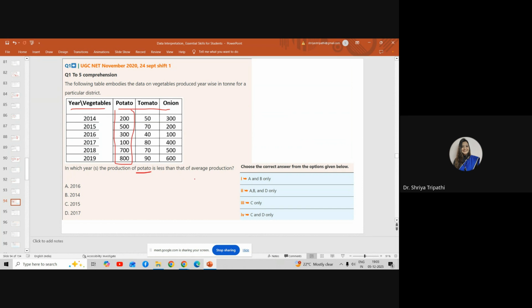Firstly, I want you all to calculate the average and write it in the chat box. Average production of potato. Seven plus 3, 10. 8 plus 2, 10. Plus 5. 25 plus 1, 26.